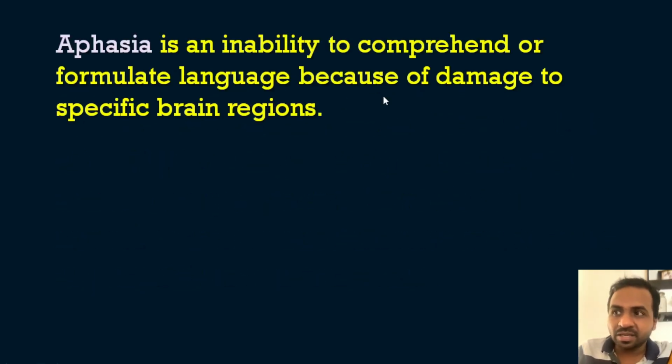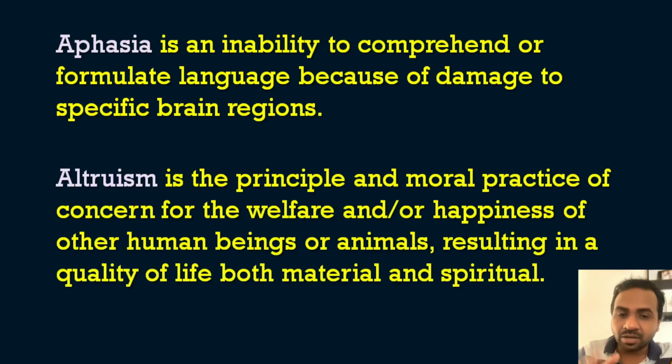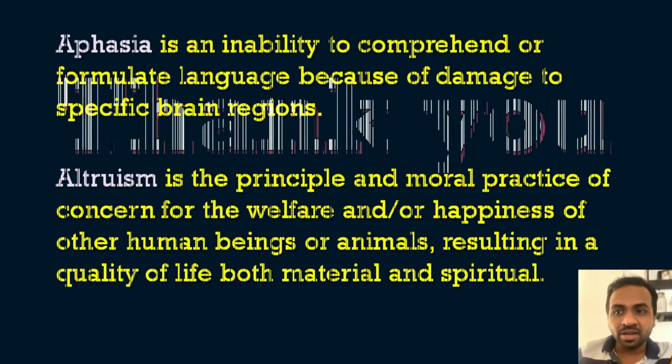That is the inability to comprehend or formulate language because of damage to specific brain regions. Then comes altruism, that is extremely different from all these options. This is the principle and moral practice of concern for the welfare and happiness of other human beings or animals, resulting in a quality of life, both material and spiritual. So that is altruism. Okay, so you have learned about the 4 terms, that is agnosia, apraxia, aphasia and altruism.